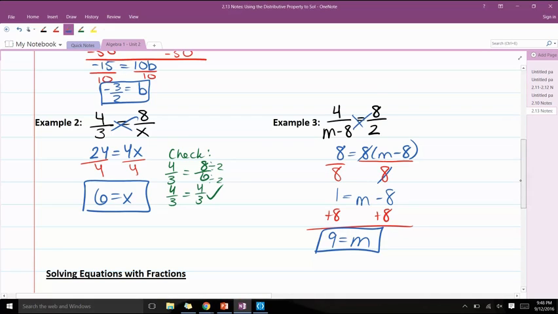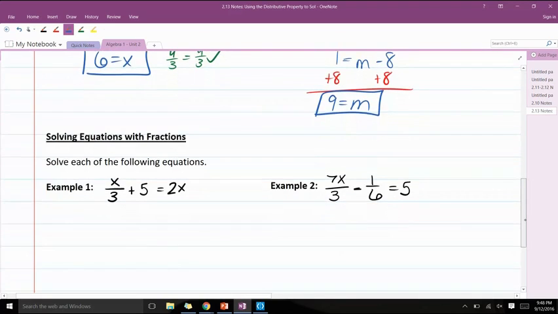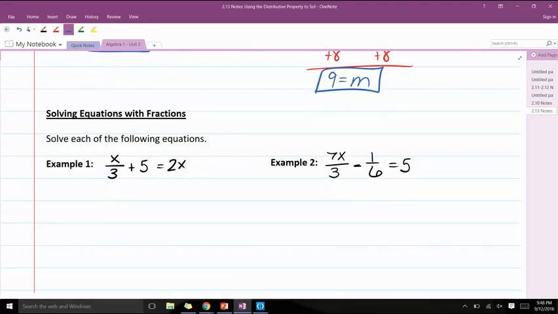Okay, second thing I want to talk about is solving equations with fractions. Now, when a lot of people see problems like this, they like to get a common denominator, which you can do. The strategy that I think is most efficient is to clear the fractions.